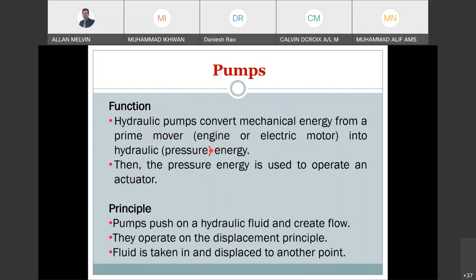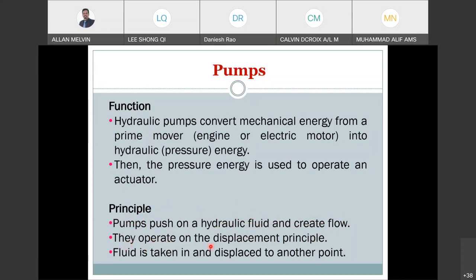Once the energy is converted into hydraulic energy, the pressure energy can be used to operate the other valves and also the actuators. This is the function of a hydraulic pump. As for the principle, a pump pushes hydraulic fluid and creates flow. If you don't push something, it cannot create flow. So the pump is used to push the hydraulic fluid, which we know is an oil-type liquid used in the hydraulic system. When you push the hydraulic fluid, it starts to create flow.